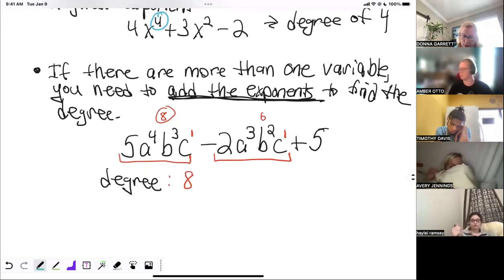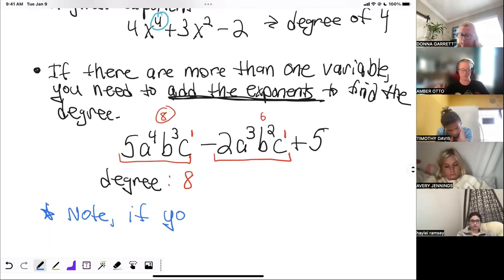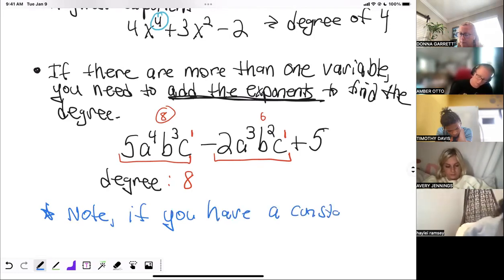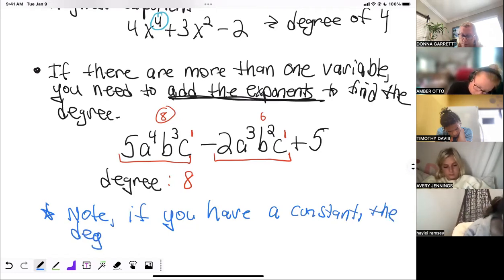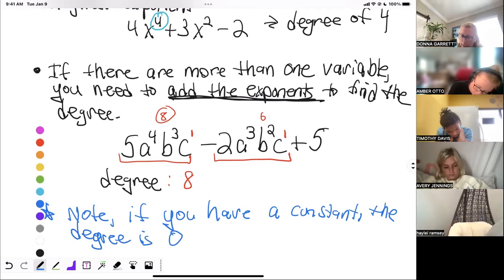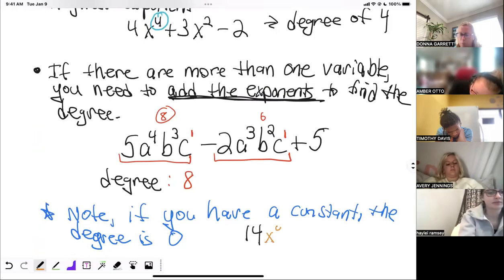I'll put a little thing here. If you have a constant, the degree is 0. Because if I have a constant like 14, I really have 14 x to the 0 power, and that would be my exponent, my degree.